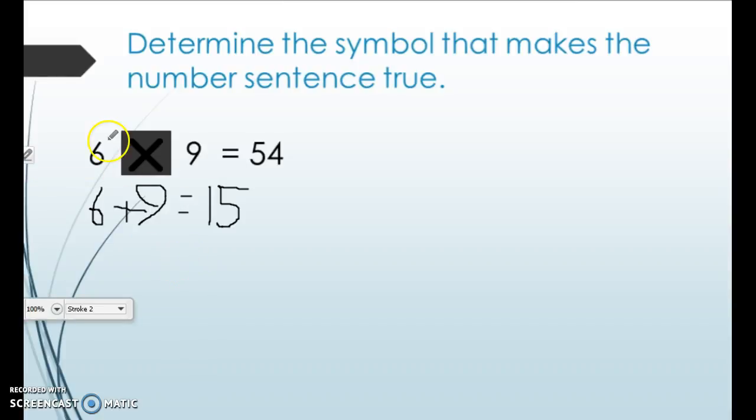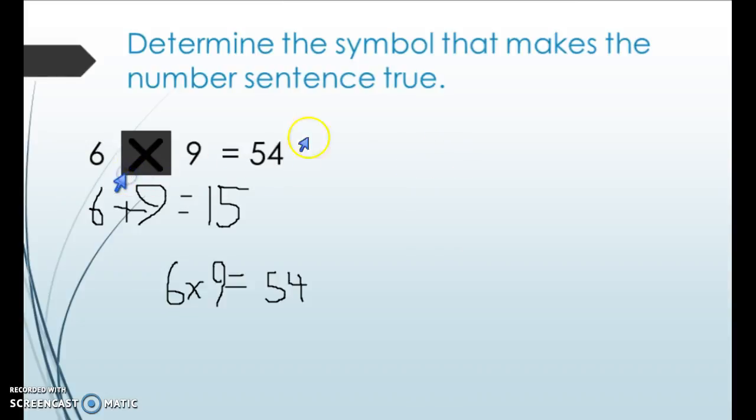So 6 groups of 9 or 9 groups of 6, is that the same as 54? Now this is where remembering your multiplication facts comes in handy. Well, 6 groups of 9, or 6 times 9, is indeed 54. So multiplication would be the correct operation here.